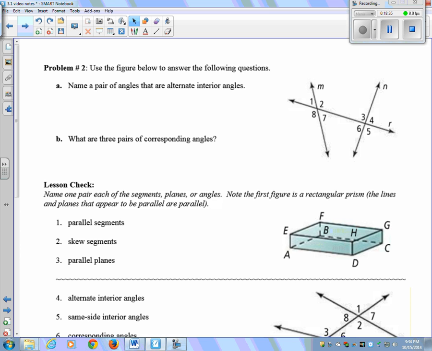Okay, use the figure below to answer the following questions. Name a pair of angles that are alternate interior angles. I am going to let you pause the video and try this on your own. You can turn me back on when you want to check your answers, and then I'll take any questions in class tomorrow.